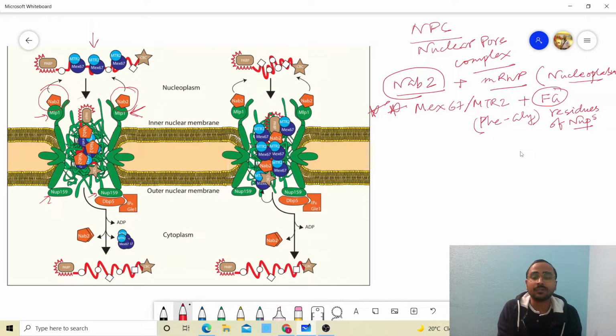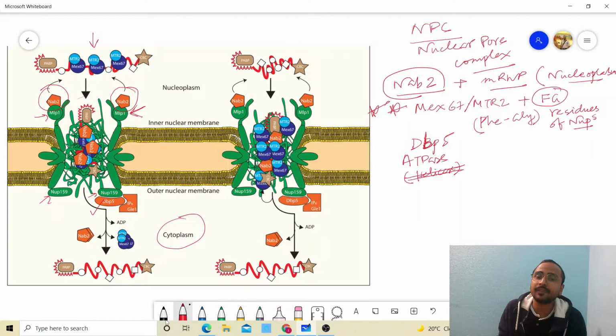So after this, the mRNP reaches the side of the cytoplasm. Now this complex reaches the cytoplasm, and there one very important protein is DBP5. This is an ATPase, or you can say a helicase, or rather, ATPase. So this DBP5 is the ATPase.